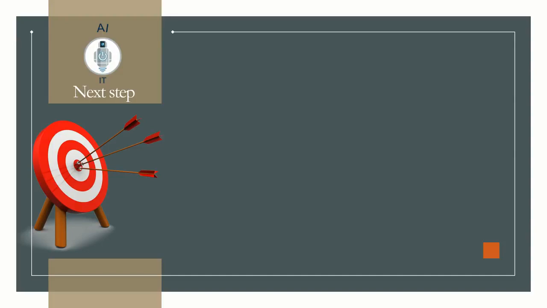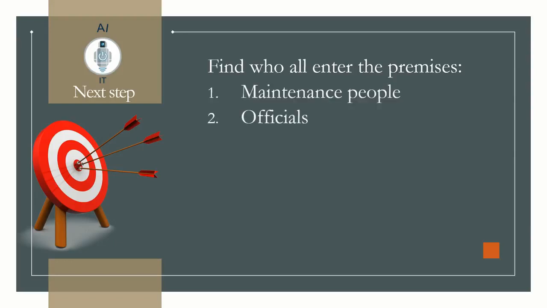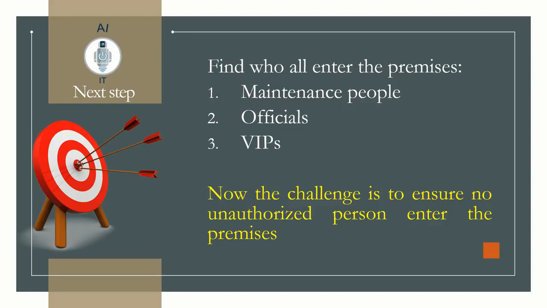Now what is the next step? Once we decide that we are going to design a surveillance system, we start interacting with the authorities. We get to know that some people are allowed to enter the area where the diamond is kept. So we make a list of people who can enter the premises. It could be maintenance people, it could be some officials, or it could be some VIPs. Now the challenge is to ensure that no unauthorized person enters the premises.